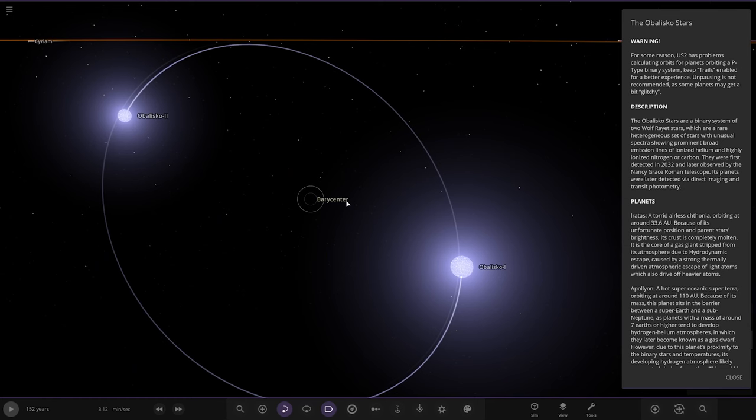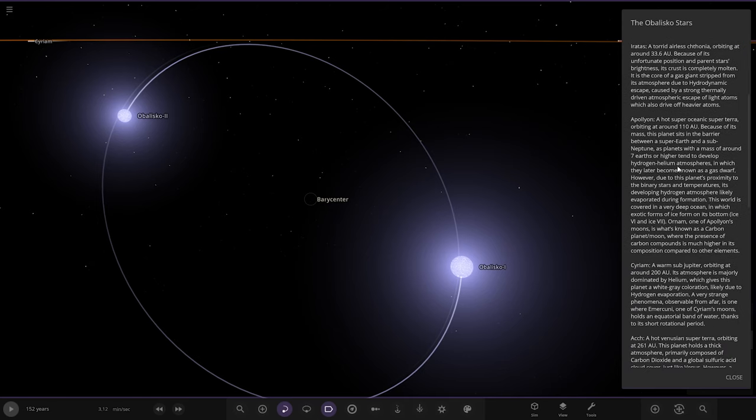So the Obalisko stars are a binary system of two Wolf Rayet stars, which are a rare heterogeneous set of stars with unusual spectra showing prominent broad emission lines and ionized helium and highly ionized nitrogen or carbon. They were first detected in 2032 and later observed by the Nancy Grace Roman Telescope. Its planets were later detected via imaging and transit photometry. Okay, cool. So a little system based in the future here.